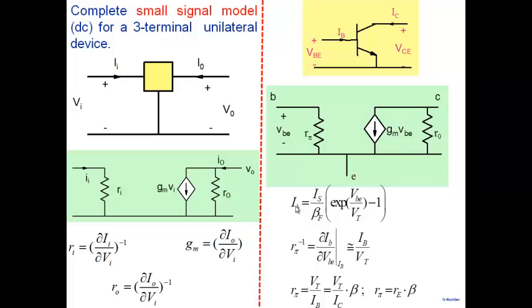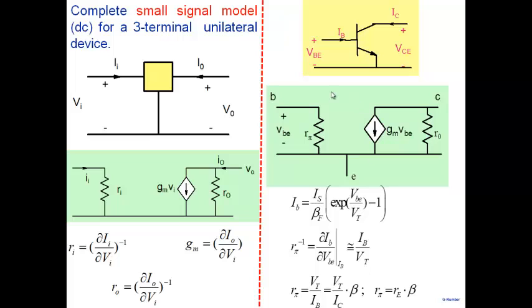So I need to take the derivative of this one with respect to base emitter voltage here to get R pi. So if you do that and simply ignore the minus 1 because base emitter junction is forward biased, you end up getting 1 over R pi is IB by VT, or R pi is VT by IB. And then of course we know that IC is equal to beta times IB here, so we can get R pi is VT by IC times beta.